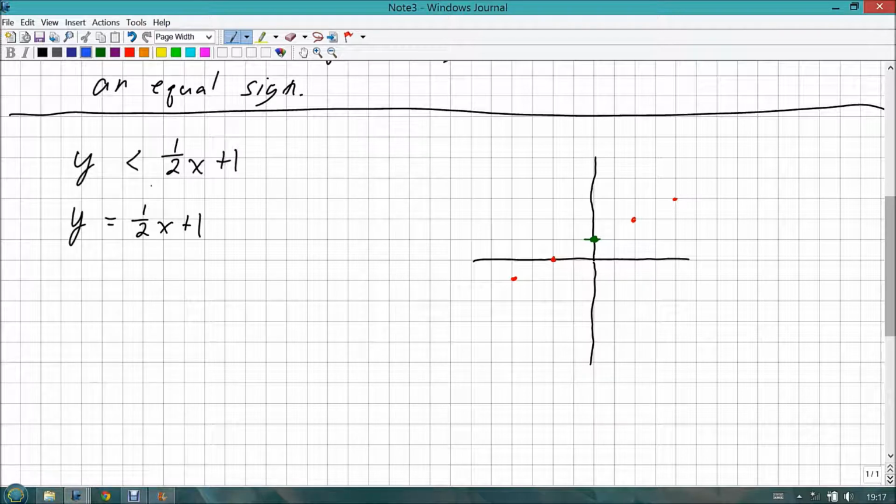So looking at this, do you see a bar underneath the inequality sign? And the answer to that question is no, we don't. So if we don't have a bar, we're not solid. So how do we show not solid in math? Well, we use a dotted line.